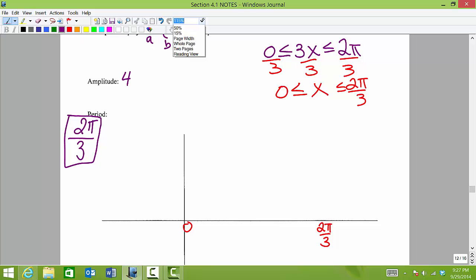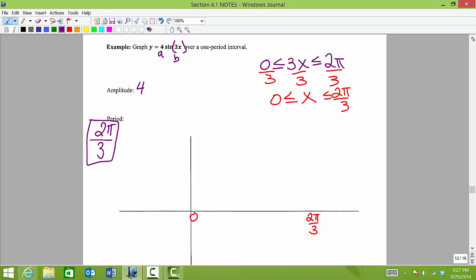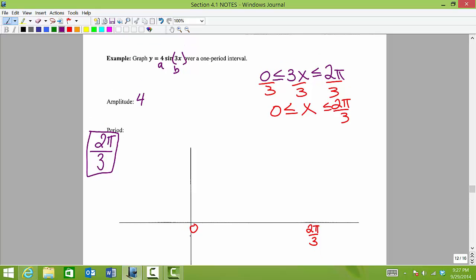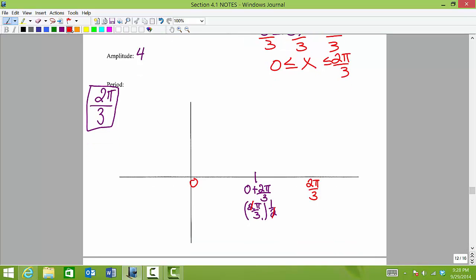We will need to find the midpoints of our graph. So we already have the start and end point. Now let's find the middle. So we're going to add 0 plus 2 pi over 3, and since we have a fraction, we're going to multiply that by a half. So 0 plus 2 pi over 3, that's 2 pi over 3, and then we want to half that. And when we multiply by a half, the 2's cancel out, and we're left with pi divided by 3. So our midpoint will be pi divided by 3.